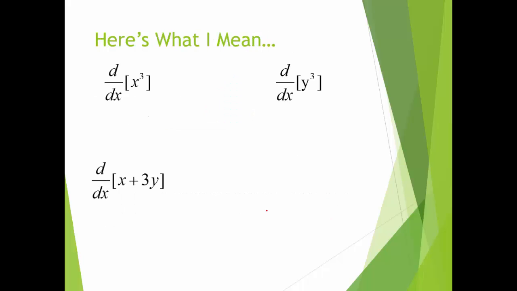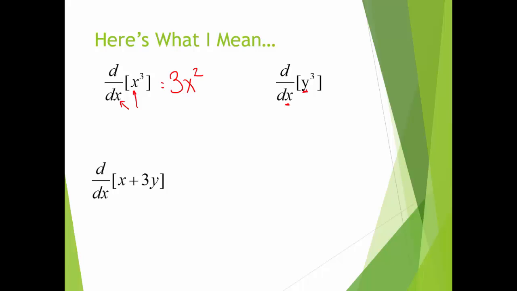So we'll start with some basic examples. Here's what I mean. Here's the first one: the derivative with respect to x of x cubed. Well, the letter matches, so I can just use my power rule and it's business as normal. Bring down the 3, reduce the power of x by 1. The derivative is 3x squared. But look at the next one: the derivative with respect to x of y cubed.